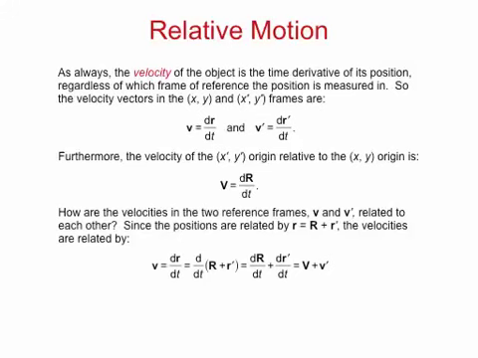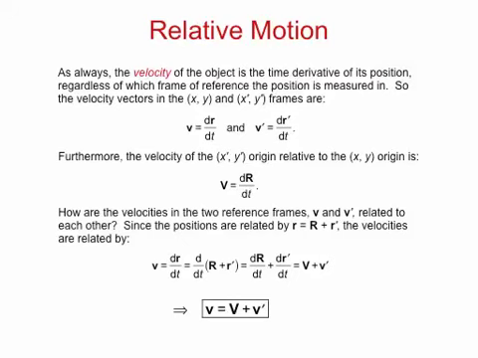How are the velocities in the two reference frames, v and v prime, related to each other? Well, since the positions are related by little r equals big R plus little r prime, the velocities are related by little v, which equals d by dt of little r, which in turn equals d by dt of the quantity big R plus little r prime, which equals d by dt of big R plus d by dt of little r prime, which equals big V plus little v prime. Or putting it all together, little v equals big V plus little v prime.